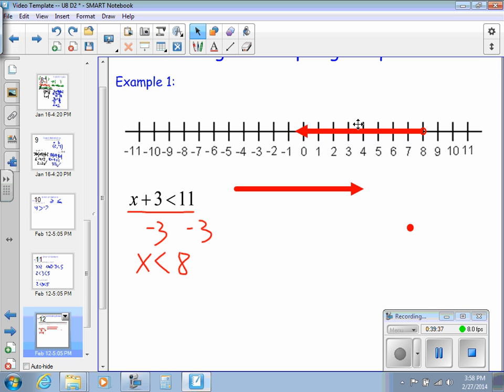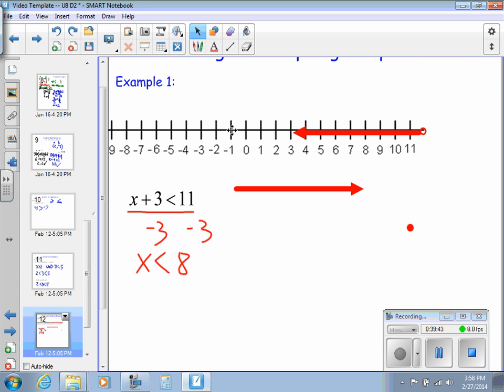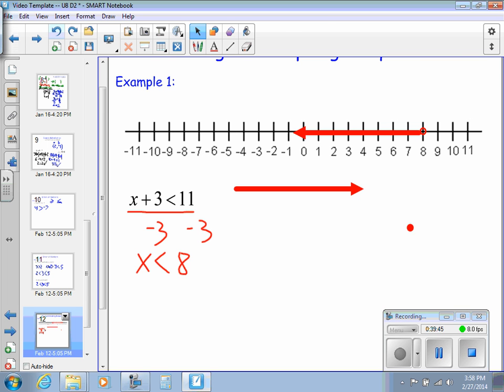I'm going to put it here. And let's see if I can, whoops, didn't do what I wanted. Undo. Let's try it again. And I'll come over here to do it. And I'll lengthen it all the way out. So now I have graphed x is less than 8. Let's go ahead and try another one.